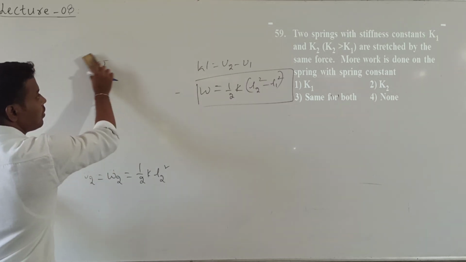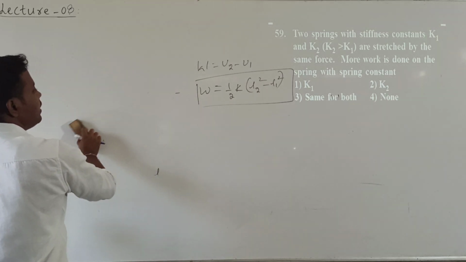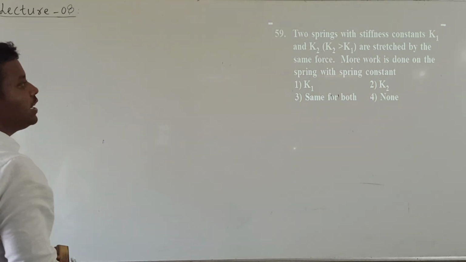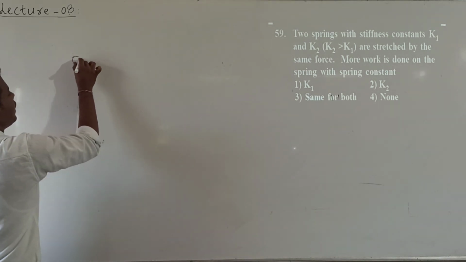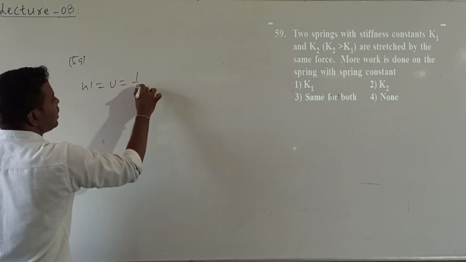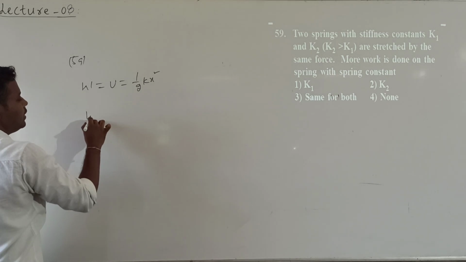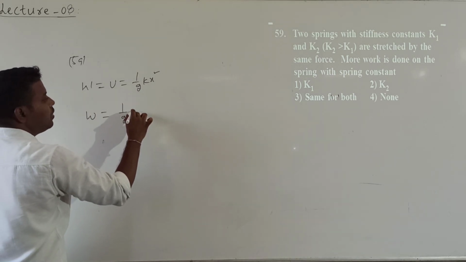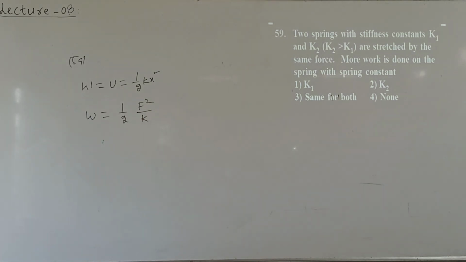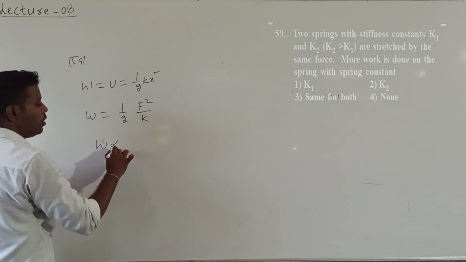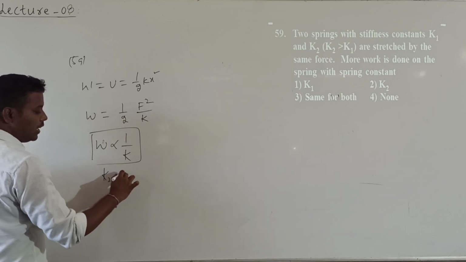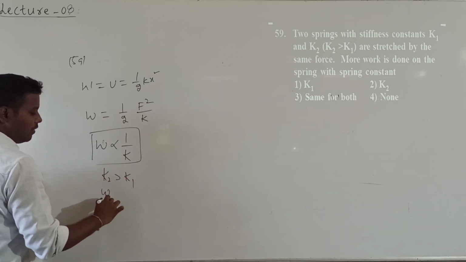This is also the same. Two springs with spring constants K1 and K2, where K2 is greater than K1, are stretched by the same force. The work done for elongating the spring is stored in the form of potential energy, which is 1 by 2 into K into x square. This can also be written as 1 by 2 into F square by K, in terms of force and the spring constant. When the force is the same, W is inversely proportional to K. The given condition is K2 greater than K1. When K2 is greater than K1, what happens to W?